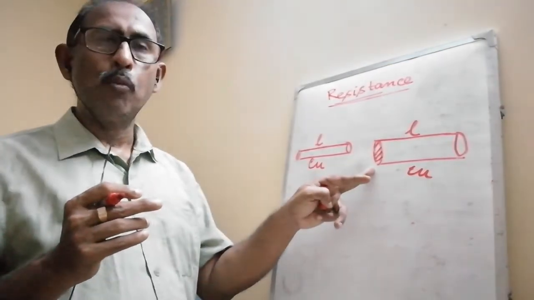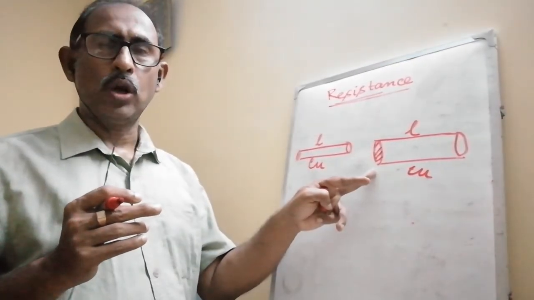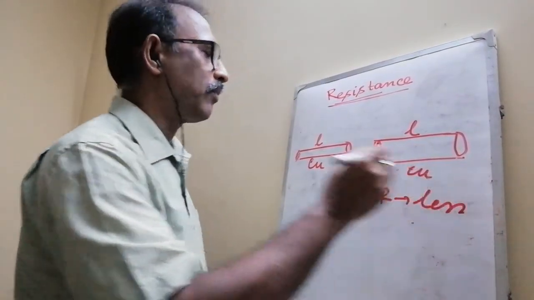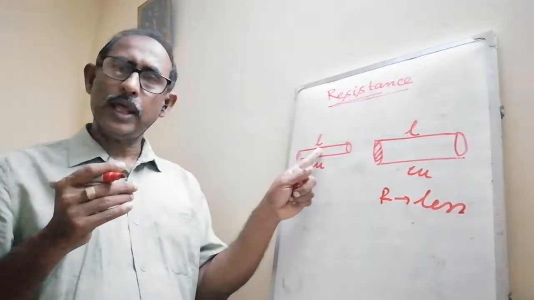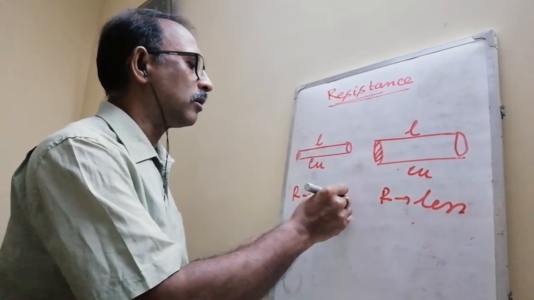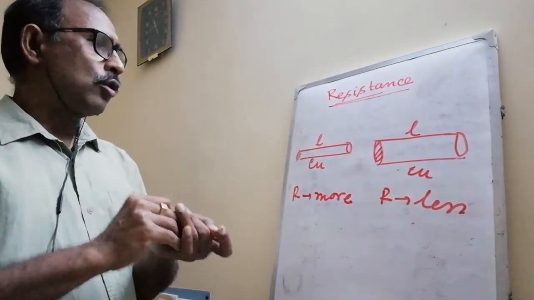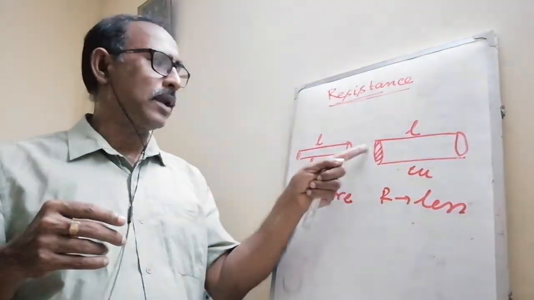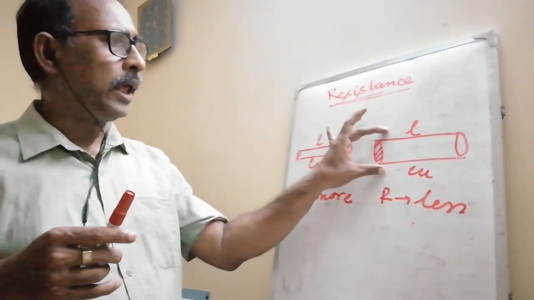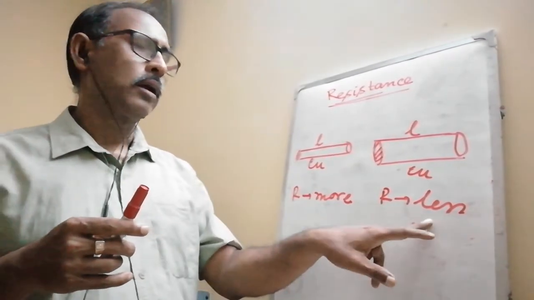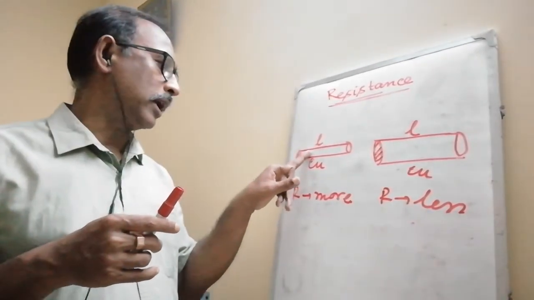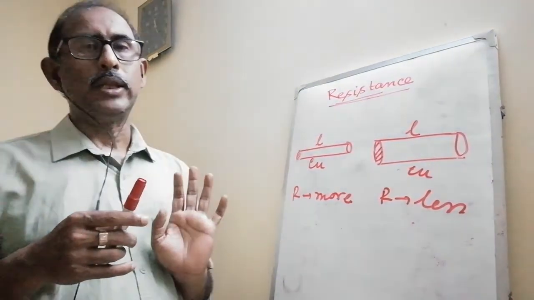Here the cross section is more. As the cross section is more, the resistance is less. Here the cross section is less. That is why here R is more. Here the cross section is greater, that means the wire or conductor is thicker. So a thick conductor has less resistance. This is a thin conductor. A thin conductor has more resistance.